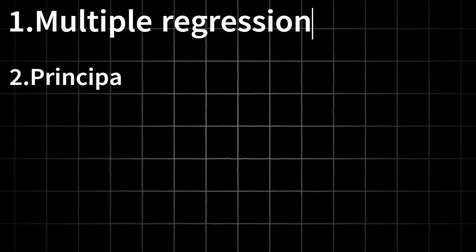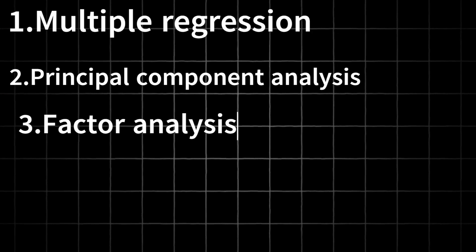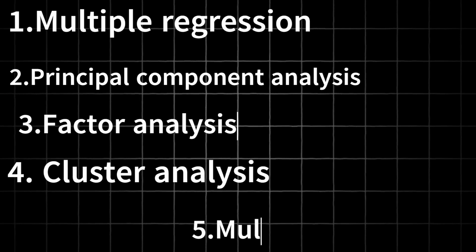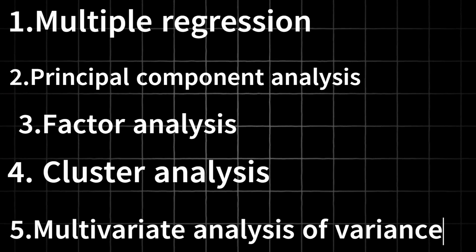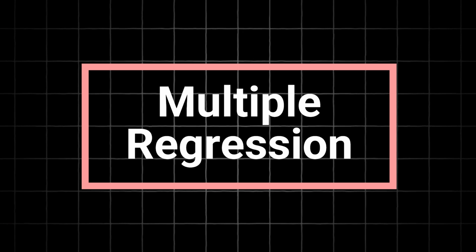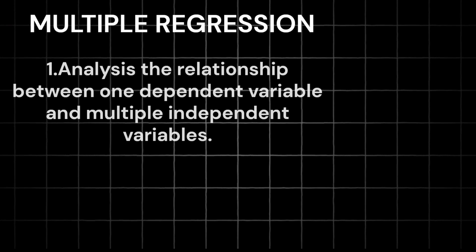Multivariate analysis comes in many forms, each tailored to different kinds of data and research questions. Here are some of the most commonly used techniques along with examples to help you understand. Multiple regression, principal component analysis, factor analysis, cluster analysis, and multivariate analysis of variance. First, multiple regression. This technique examines how multiple independent variables influence a single dependent variable.